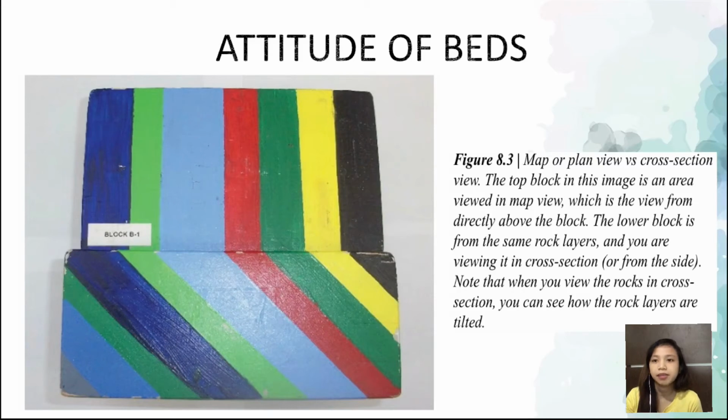As you examine the block diagrams in the figure in this section, note the different ways that you can view them, from above or from the sides. If you look at a block from along the side, you are seeing the cross-section view. This is the view of geological structures you also see when you drive through the mountains and the roads have been cut through the rocks, exposing structures in the rock that you wouldn't see otherwise. If you look at a block from directly above, you are looking at the map or plan view.